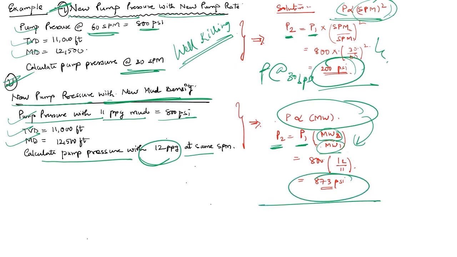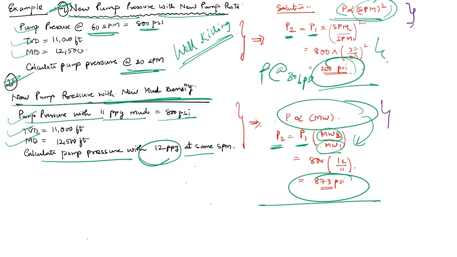Again, a very simple numerical. All we had to do is to remember this particular relationship: my pump pressure is directly proportional to the square of the SPM, and my pump pressure is directly proportional to the mud weight. Once we know this relationship, this particular problem is a very simple thing.